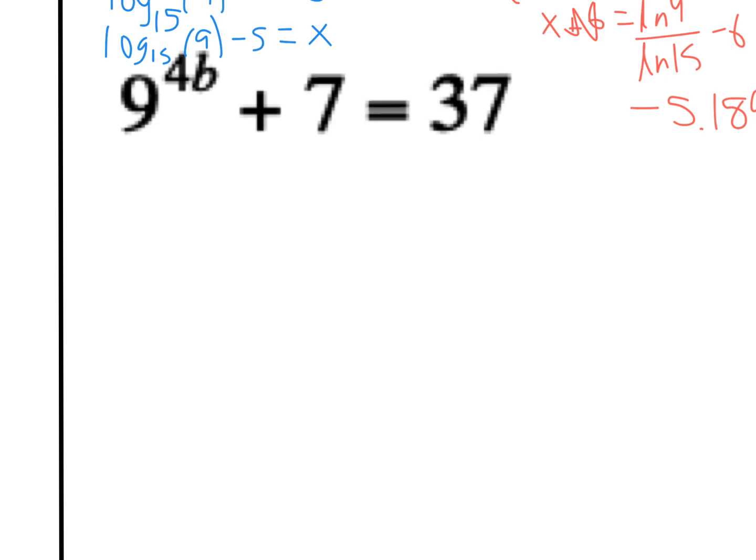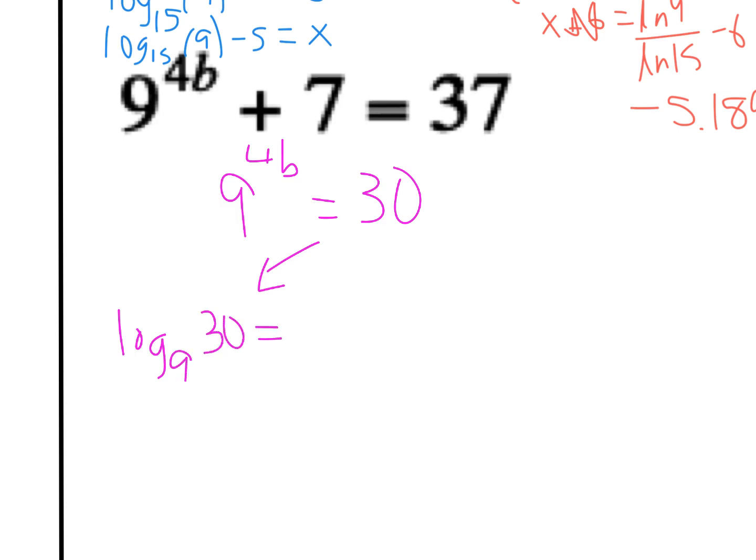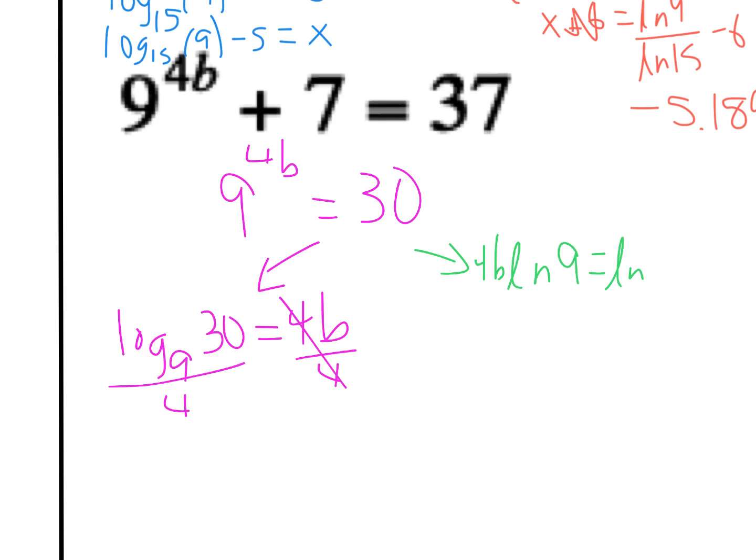Alrighty, next one. I'm going to subtract 7 from both sides. 30. I'm going to do the same thing. So I could write this as the log base 9 of 30 is 4b. Divide by 4. And that's one direction you could go. Another direction you could go would be take the natural log of both sides. So that's going to be 4b times natural log of 9 is the natural log of 30. Divide by the natural log of 9 and 4.